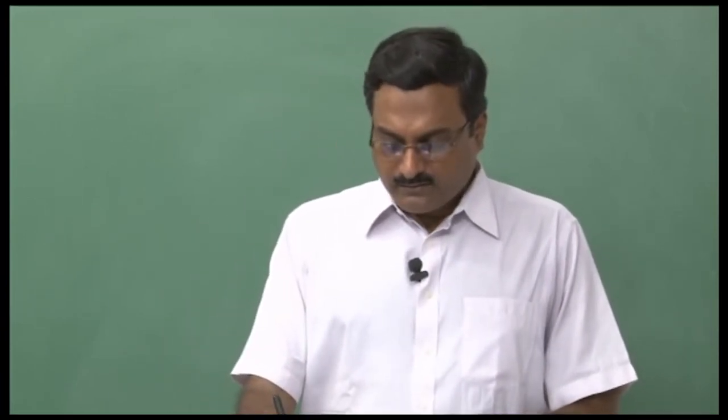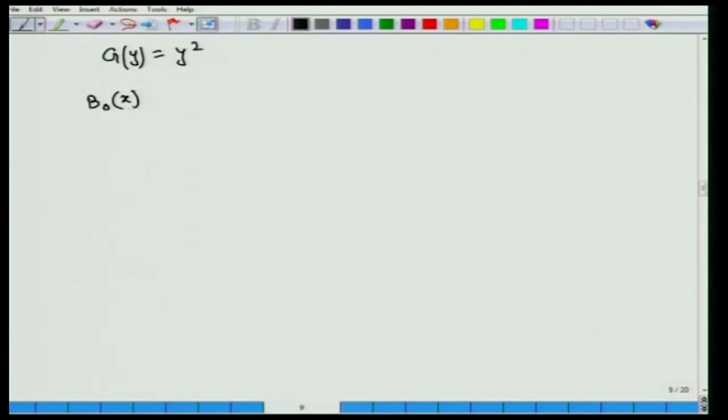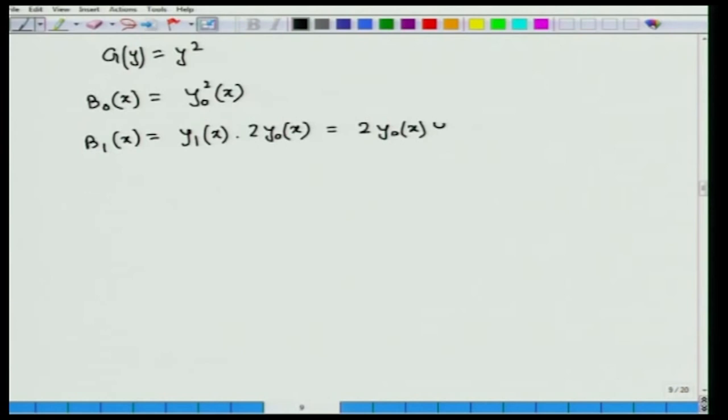So, as per the results that we have written, b0(x) is equal to y0 square(x). b1(x) is equal to y1(x) into g dot at y0(x). Since g(y) equals y square, g dot(y) equals 2y, and evaluated at y0(x) this gives 2y0(x). So, therefore, b1(x) will be 2y0(x) into y1(x).